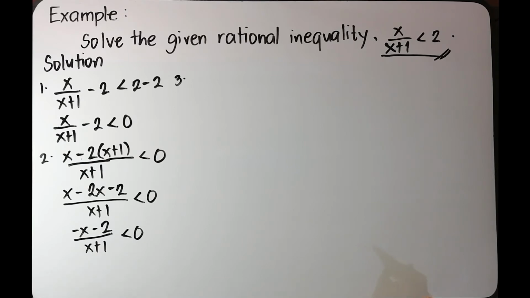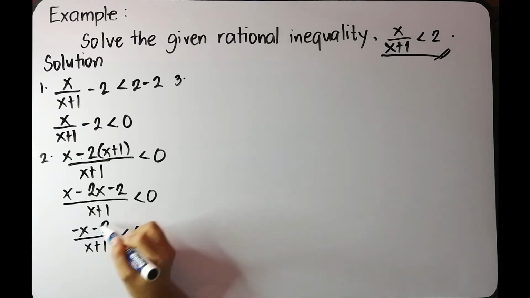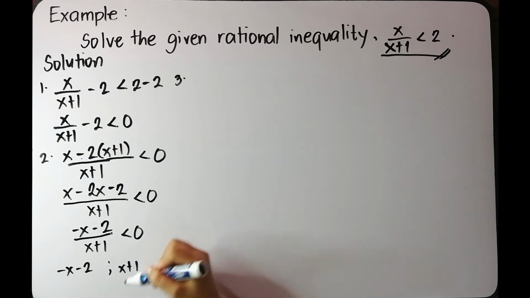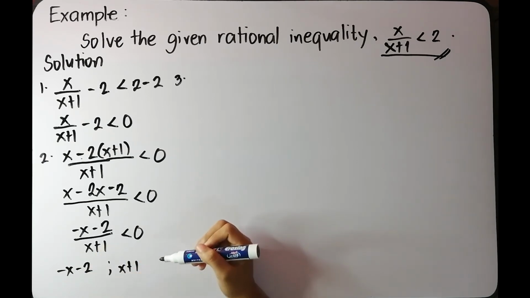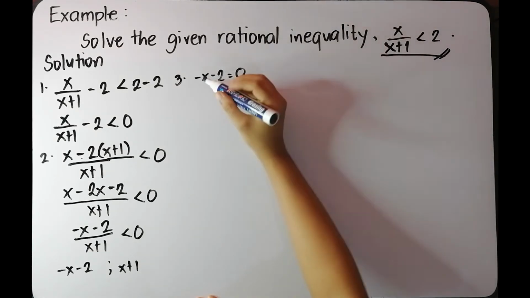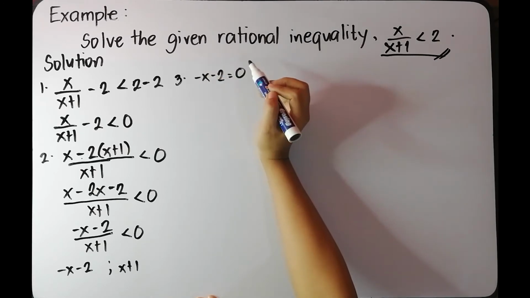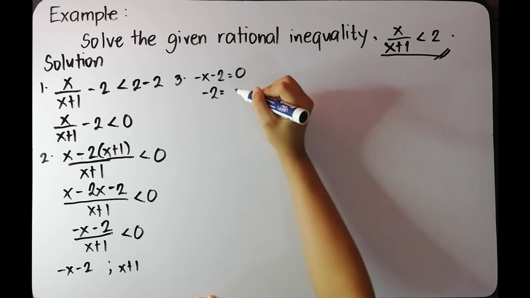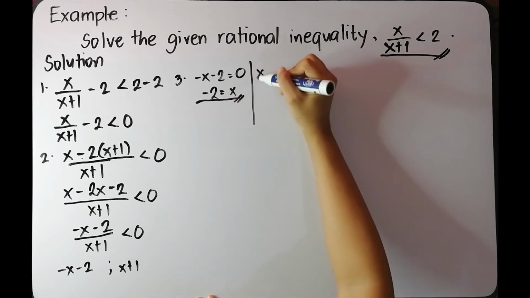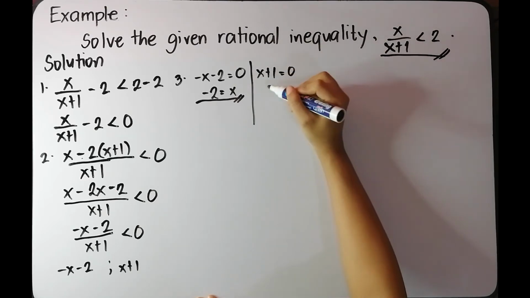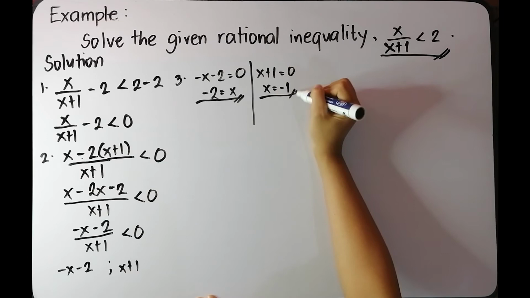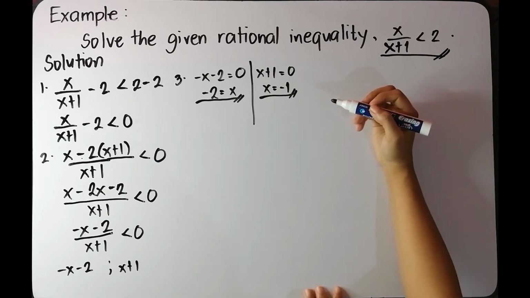So where can we get the meaningful numbers? We have here the factors of your numerator, which is negative x minus 2, and then x plus 1. We just need to equate these two factors to 0 to know the meaningful numbers. So we have negative x minus 2 equals 0. Let's transpose this negative x to the other side to make it positive x. So negative 2 equals positive x. This is your first meaningful number. Second, we have x plus 1 equals 0. So x equals, transposing positive 1 to the other side, negative 1. This is the second meaningful number or the critical point.